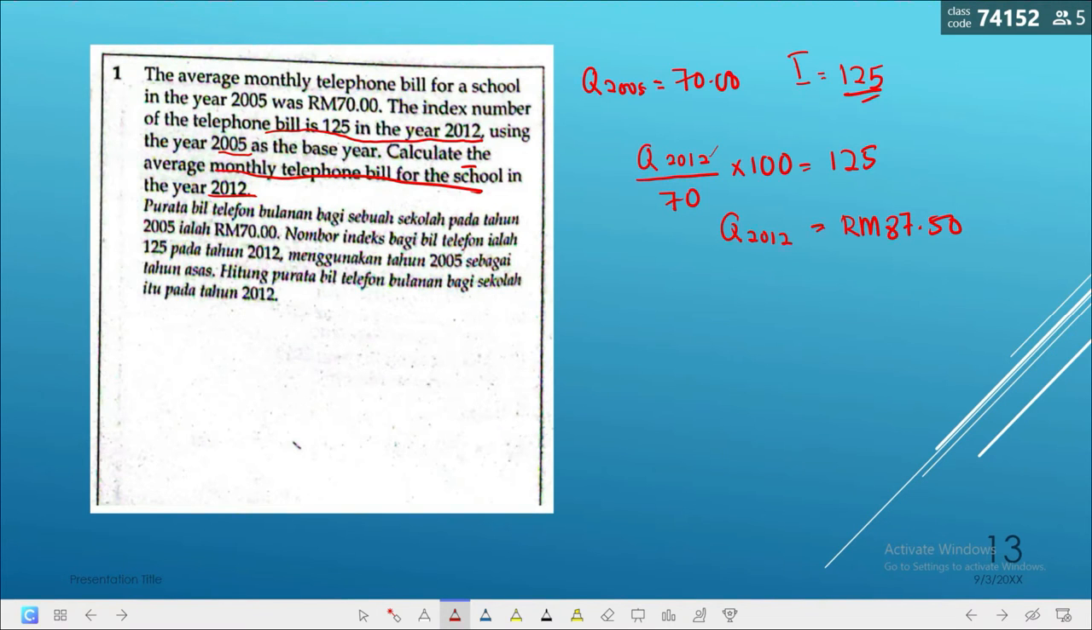So you need to know the base year and what you need to find. If they ask you to find the index, you have to know what base year is used. If they give you the index, they may ask you to find the value of Q1 or Q0. So you have to read the question carefully and see what the question asks.